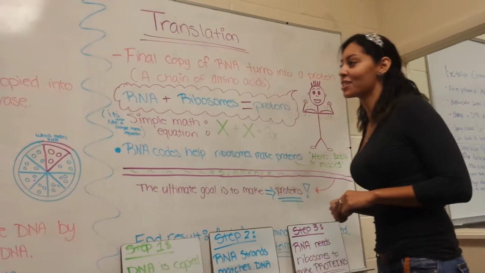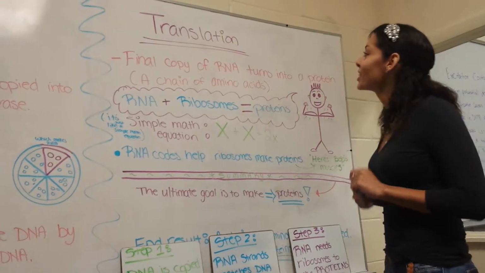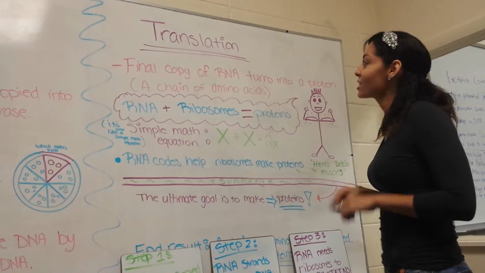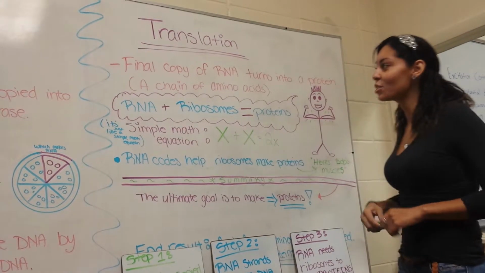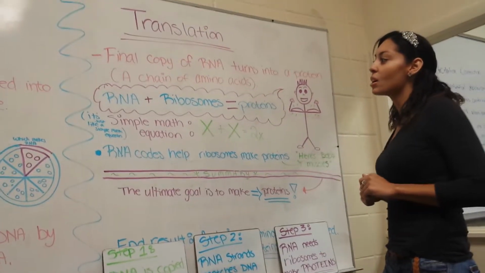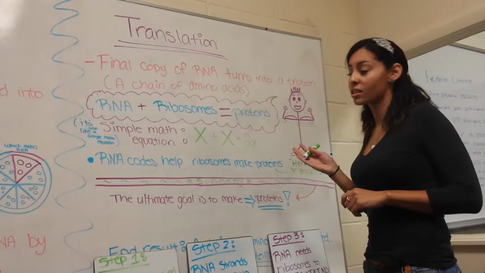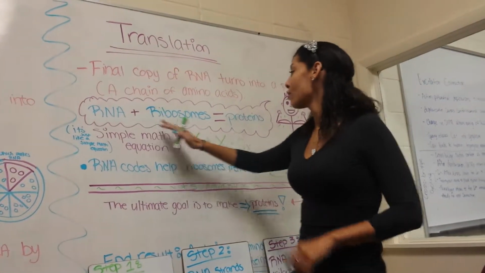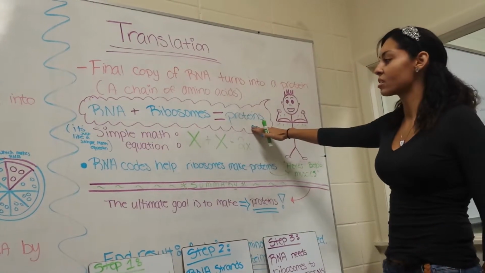So, let's get back into how proteins are made. The second part of this process is translation. You have a final copy of RNA, which turns into a protein, which is a chain of amino acids. We have RNA and ribosomes, which make proteins.